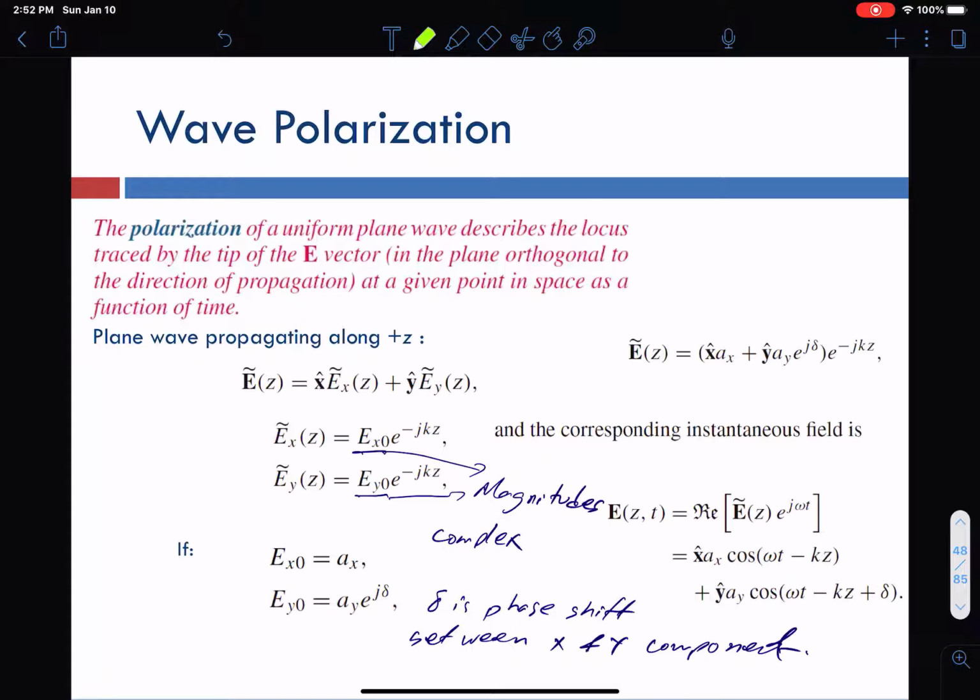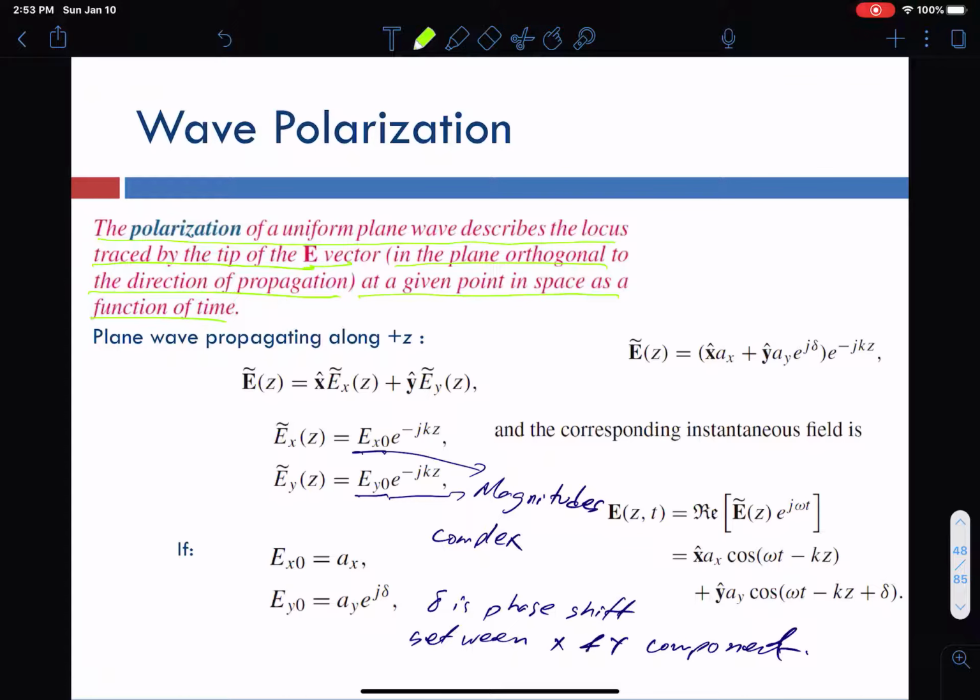So what I'm saying is the polarization of a uniform plane wave describes the locus traced by the tip of the E vector in the plane orthogonal to the direction of propagation. We're talking about only the electrical signal here. That's why the xy plane: if a signal is going in the z direction, the xy plane is orthogonal to the direction of propagation, at a given point in space as a function of time. So if you fix the plane and look at the tip of the signal, how it is seen from the plane perpendicular to the propagation, that is the polarization.